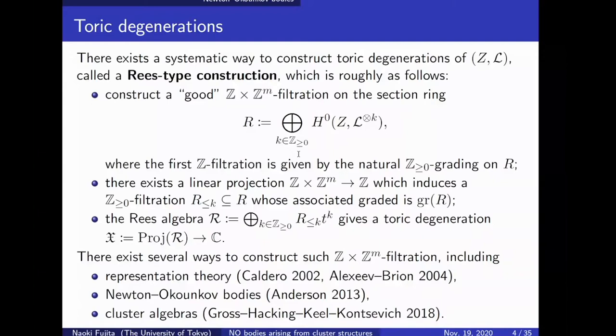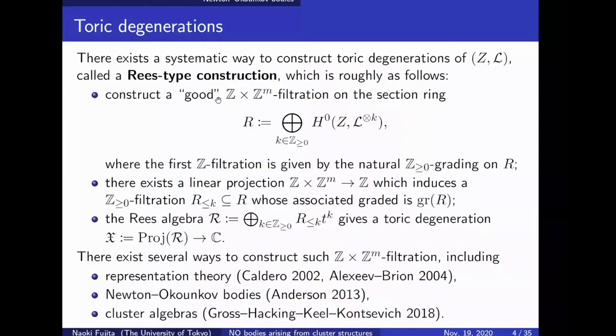If the filtration is sufficiently good, then by some linear projection to Z^m, it induces a Z^m-filtration on R such that the associated graded is the same as the original one. After that, the Rees algebra of R with respect to this induced filtration gives a desired toric degeneration, Proj of R. So the problem of constructing toric degenerations can be reduced to the problem of constructing such a good filtration.